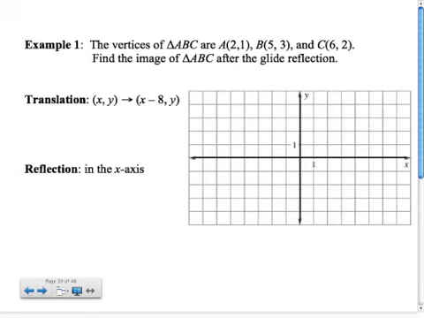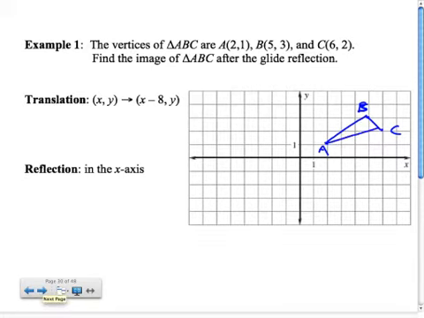All right, so for instance, the vertices of ABC are as follows, and so here's what we're looking at. So we'll plot the original. So we have (2, 1). There's A. B is (5, 3). 1, 2, 3, 4, 5, 1, 2, 3. So there's B. And C is (6, 2). All right, so there's my triangle, my original.